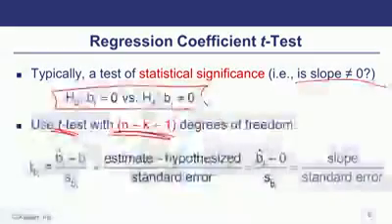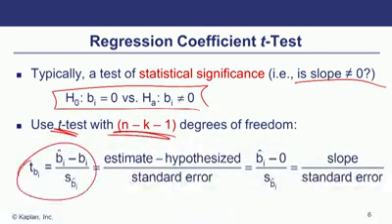The actual computed t-statistic is exactly what we saw in simple linear regression, and essentially it's the estimated slope minus the hypothesized slope over the standard error of that slope. But because the hypothesized slope here is in fact 0, the formula simplifies into estimated slope over standard error.